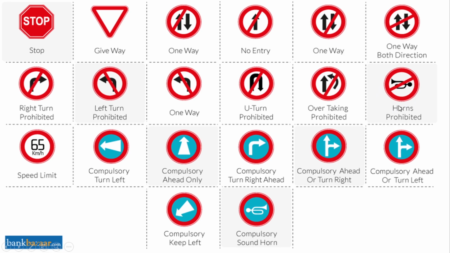Horns prohibited. Horns are prohibited in places near hospitals, or we can say school areas, or general places where there are old age homes and all those things. This symbol shows you that the speed should not exceed a 65 km per hour limit. The speed should not be more than 65 kilometers per hour.